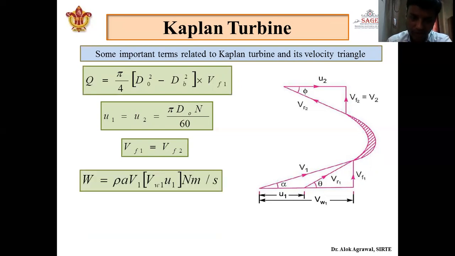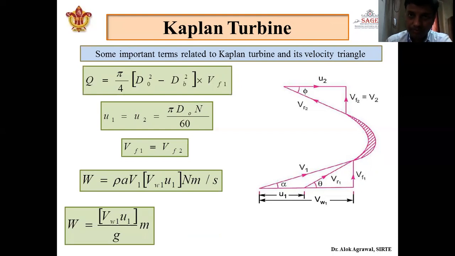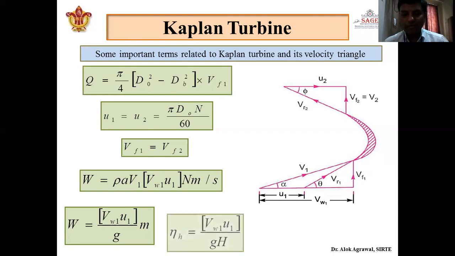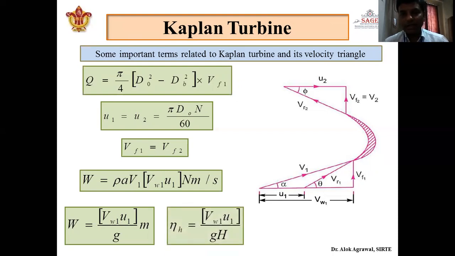So the work done will be rho A V1 Vw1 U. Work done per unit weight of water striking the bucket will be Vw1 U1 by g. The unit will be meter, and hydraulic efficiency will be Vw1 U1 by gH. So the main difference between the Francis and Kaplan turbine is that one is a radial flow turbine, this is an axial flow turbine. And the velocity triangle is the same for both turbines.